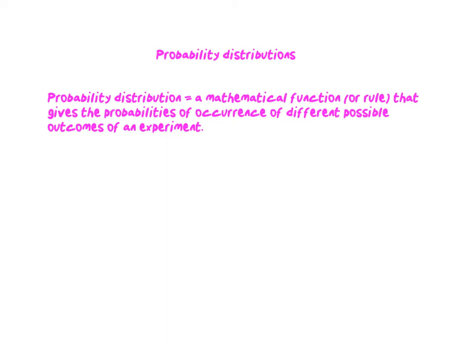We started in an earlier chapter to look at probability distributions. May I remind you that the probability distribution is a mathematical function or a rule that gives the probability of occurrence of different possible outcomes of an experiment. We started to use the term statistical variable, which is a variable having values that occur as a result of running the experiment. The probabilities of the outcomes of the experiment occurring represent the values of the statistical variable.